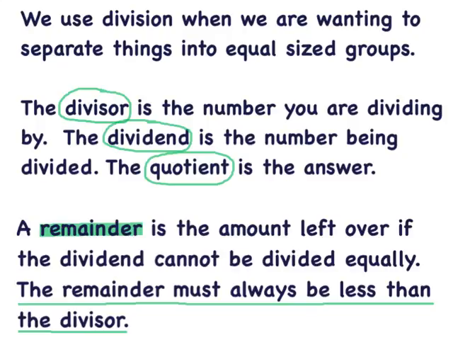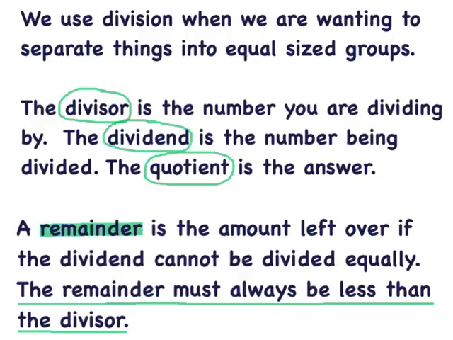So we're going to look at some more long division, but this time we're going to do that and have some remainders or leftovers. As a reminder, we use division when we're wanting to separate things into equal-sized groups. The divisor is the number you're dividing by. It's the one on the outside. The dividend is the number being divided, and the quotient is the answer.